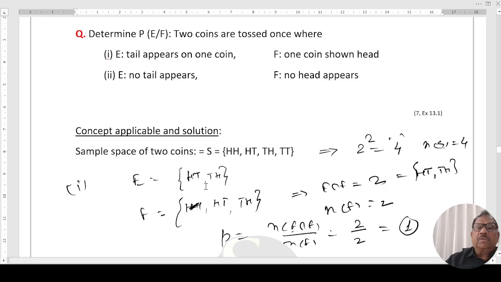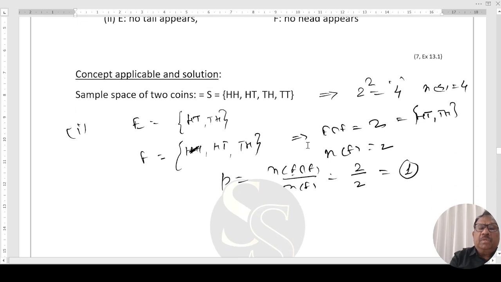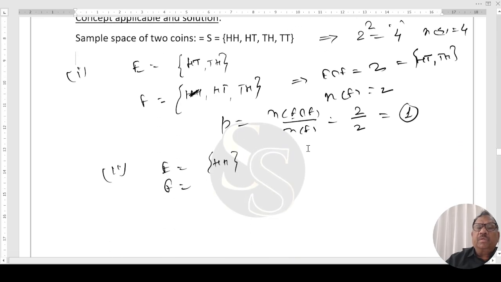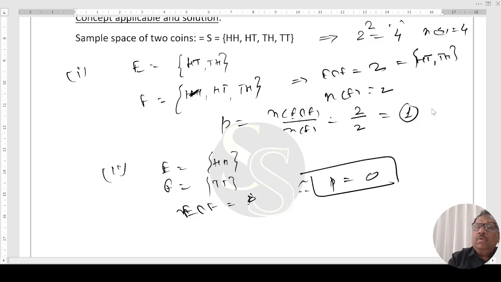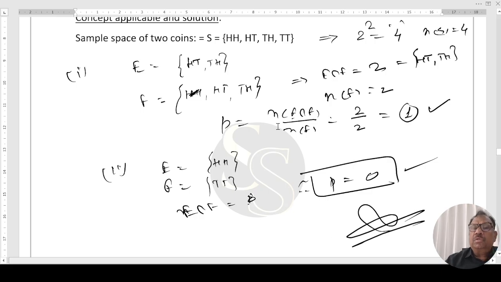Second part, no tail appears. No tail appears means second part में E event हो गई no tail, HH. F event will be no head appears, TT. तो E intersection F क्या हुआ? Null set हुआ. Therefore probability will be equal to 0. इस first part की probability 1 है, second part की probability 0 है. That is the answer. Right? Next question.